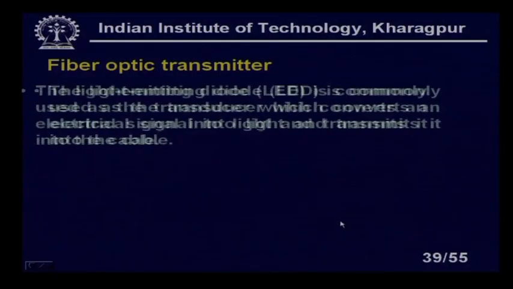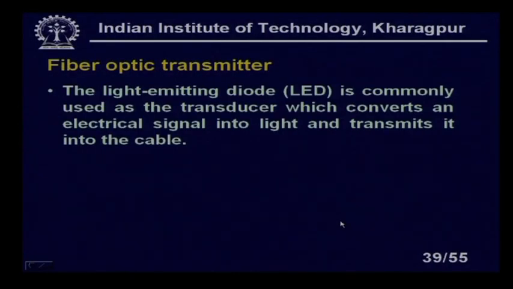Fiber optic transmitter, let us come to it. The light emitting diode, LED, is commonly used as a transmitter. Usually LED is used for the multimode fiber, but for the monomode fiber we have to use laser. Please note, because the light should be very much directional. In fact, you will find launching the light in a fiber optic cable is a very difficult task.